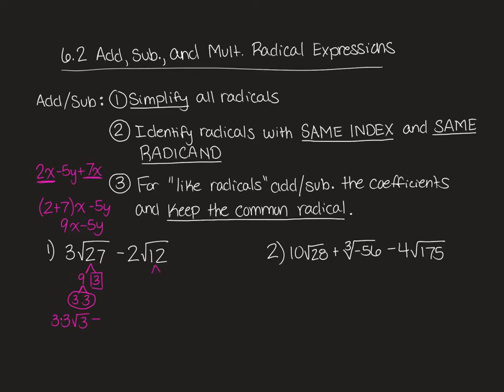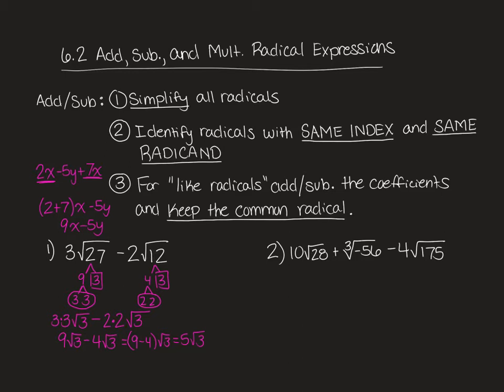now let's break down 12. We get 4 and 3, 2 and 2, so there's my group of 2. This is left over. So we have 2 times 2, square root of 3. So we have 9 square root of 3 minus 4 square root of 3. These are like radicals. They have the exact same index, they're both a square root, and the exact same radicand, they're both a 3. So we can combine the coefficients. We get 9 minus 4 square root of 3. Well, 9 minus 4, that's 5. Square root of 3, which is your answer.